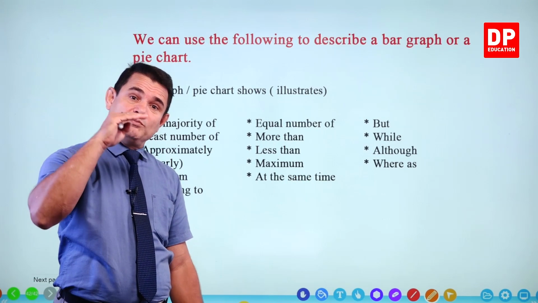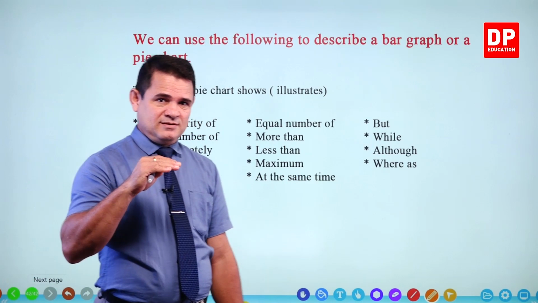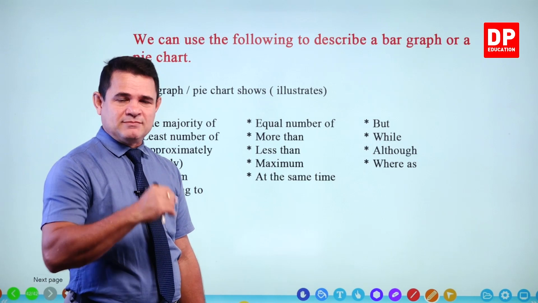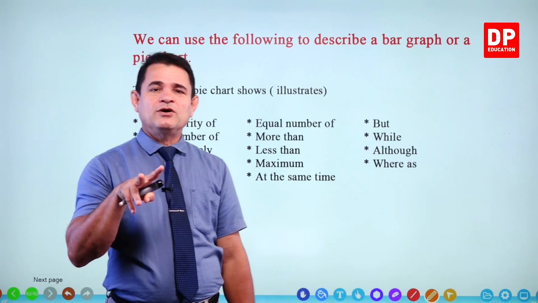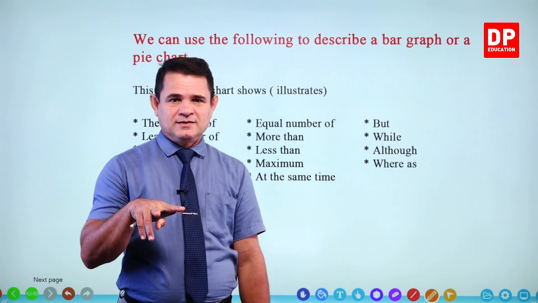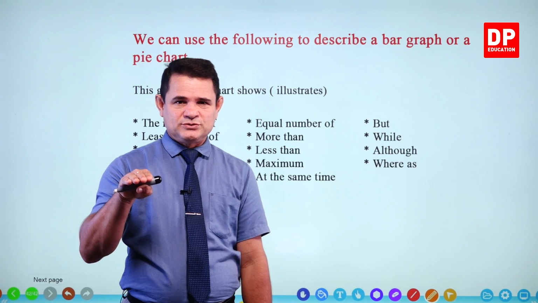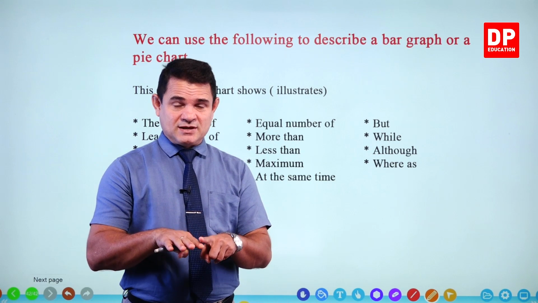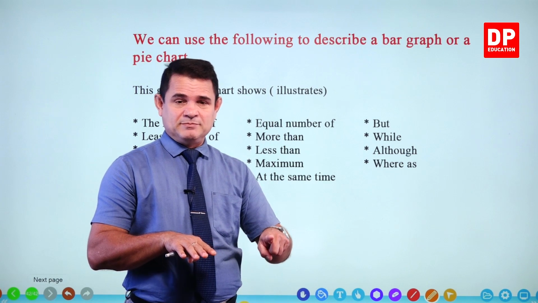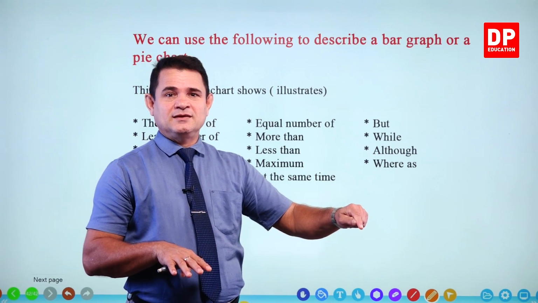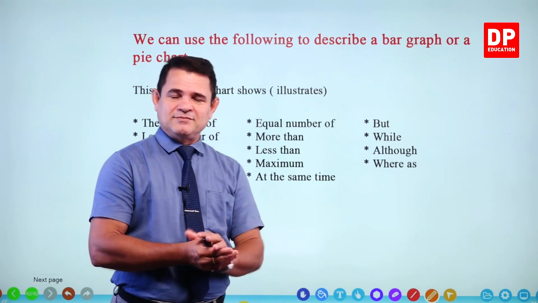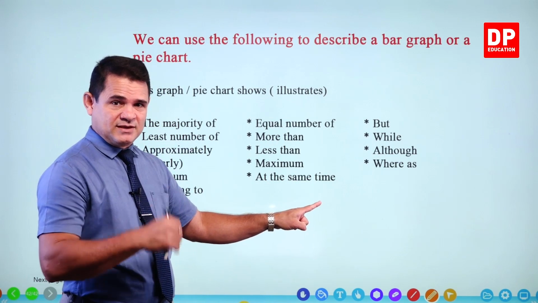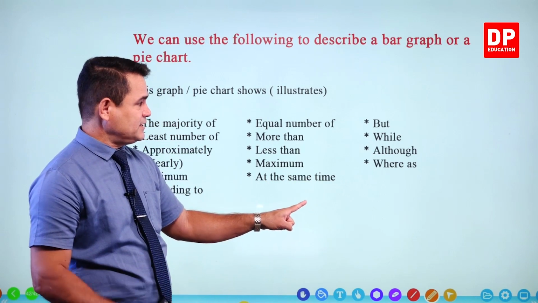Maximum. Right? At the same time. So you can talk of two things. 25% of the students like cricket. At the same time, 30% of the students like athletics. Something like that. There are some examples. When you talk of two things, you can say at the same time.